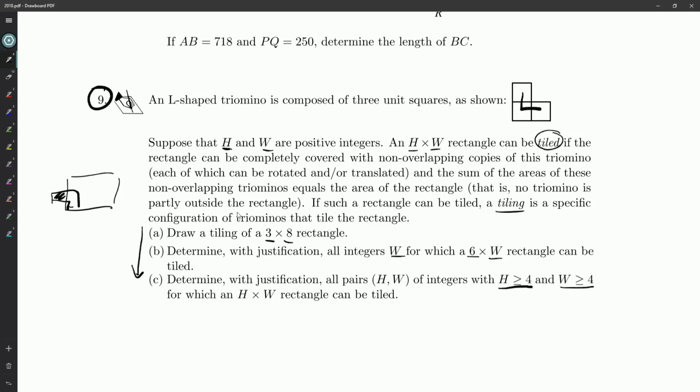Okay. I wonder if there's a particular reason it has to be bigger than or equal to 4. I mean, maybe the fact that we've got 3 here? I don't know. We'll see. Although, I'm thinking just because the sum of the triominoes' areas has to equal the area of the rectangle, I think we'll need to have multiples of 3, at least. Although maybe B part is trying to tell us we need multiples of 2 and 3 to get 6. I don't know. Let's just get into A and do a tiling of a 3 by 8.